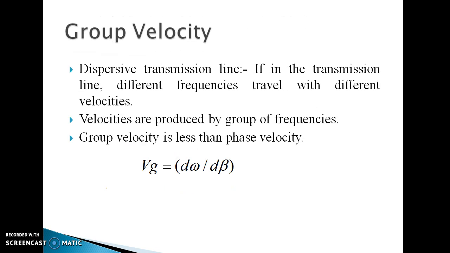Group velocity. In the transmission line, different frequencies travel with different velocities. So, the velocity is produced by a group of frequencies. The group velocity is less than your phase velocity. It is denoted by Vg, which is equal to d omega divided by d beta.